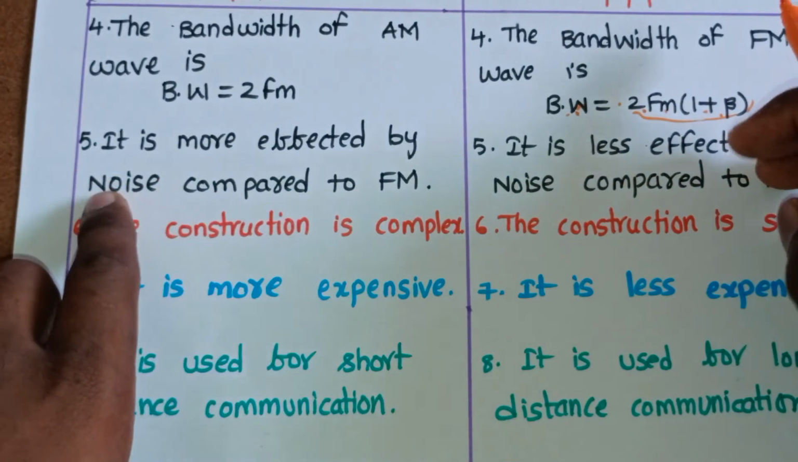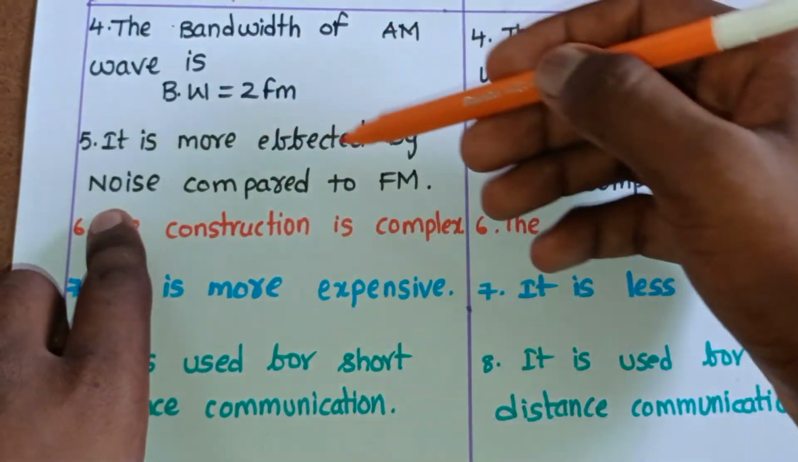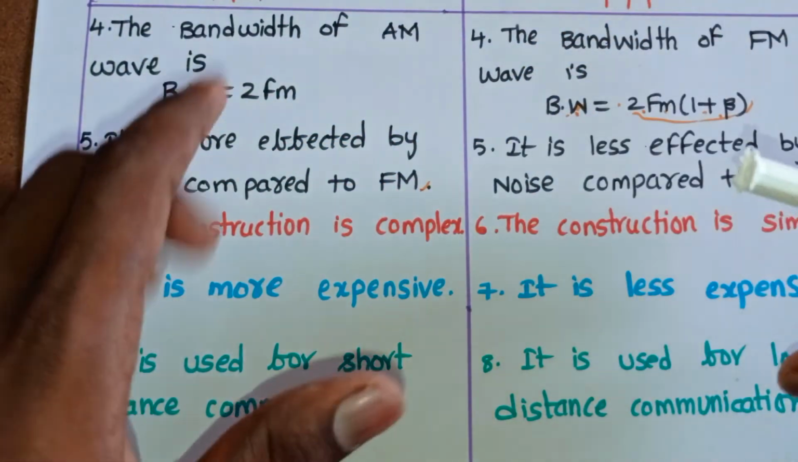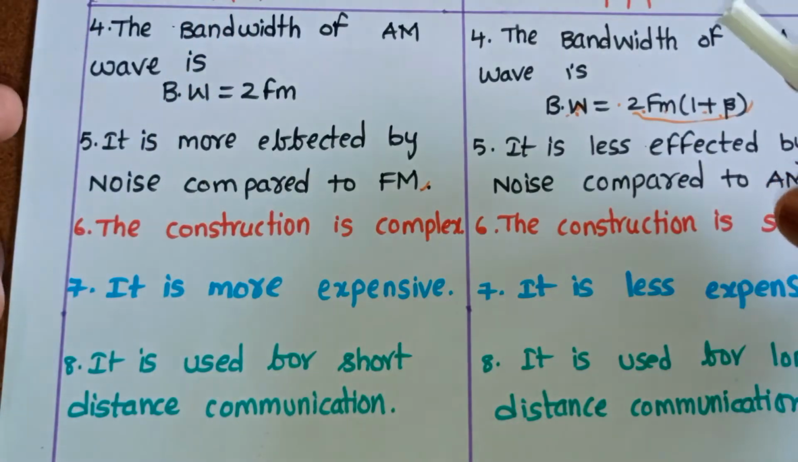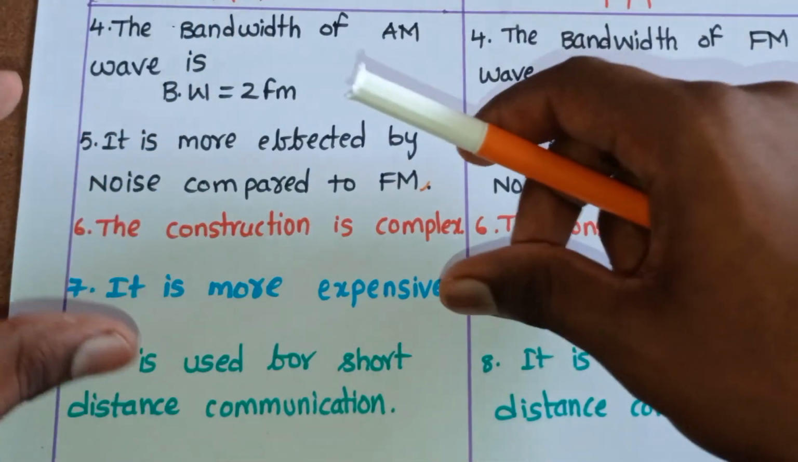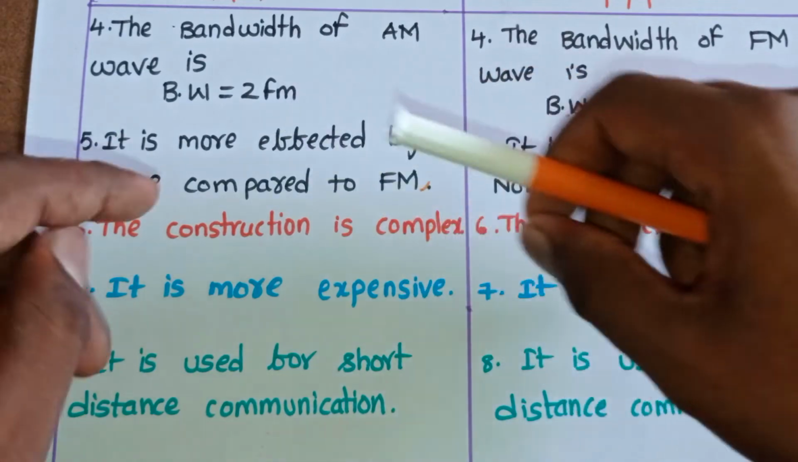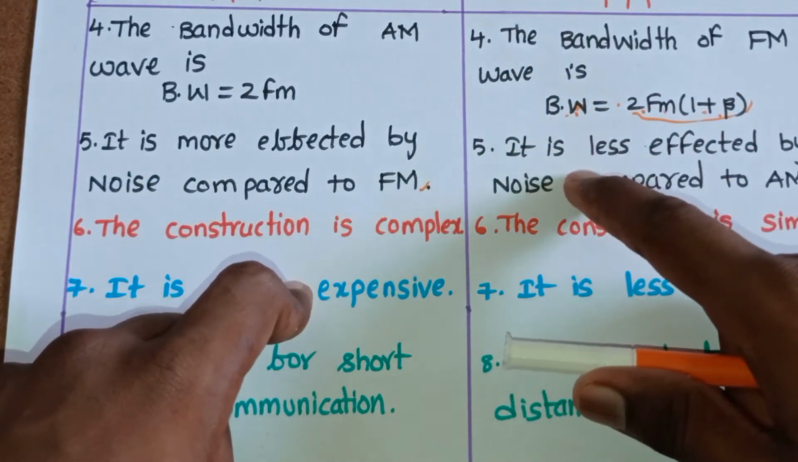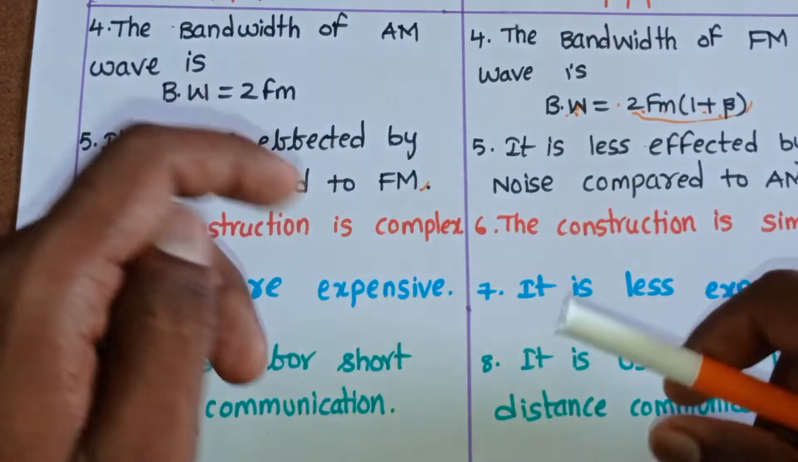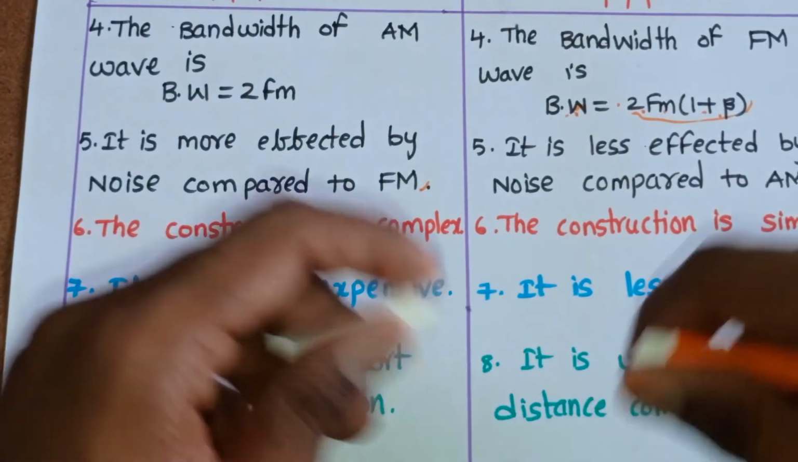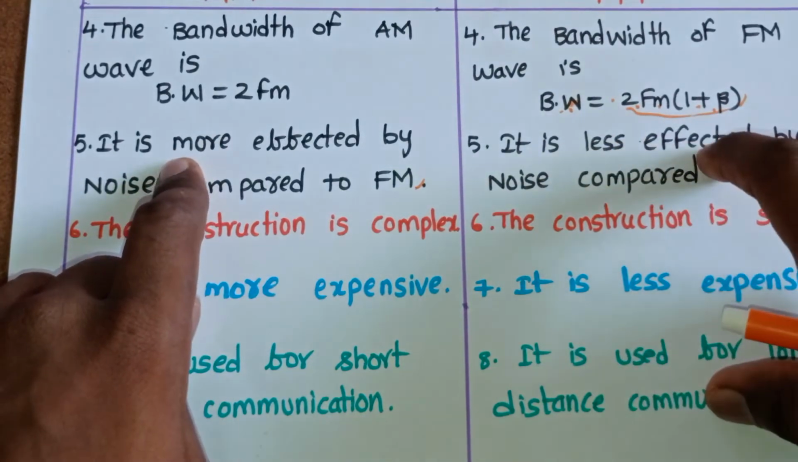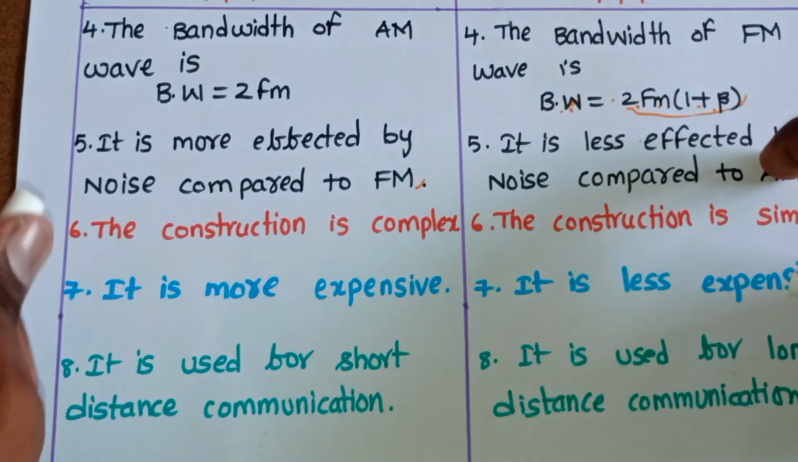Now coming to the next point: AM is more affected by noise compared to FM. That means the noise is much higher in AM, and frequency modulation is less affected by noise. The noise is more in AM and less in the FM modulated wave.